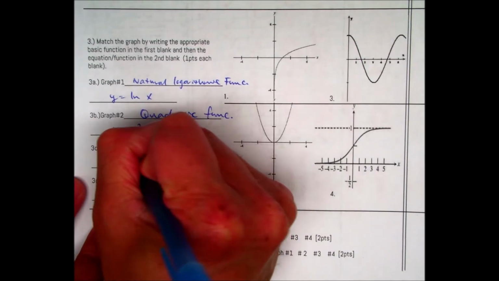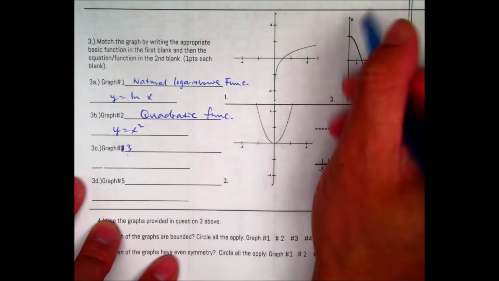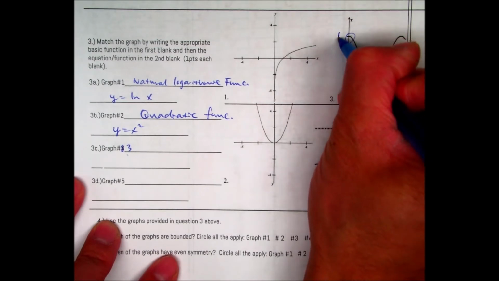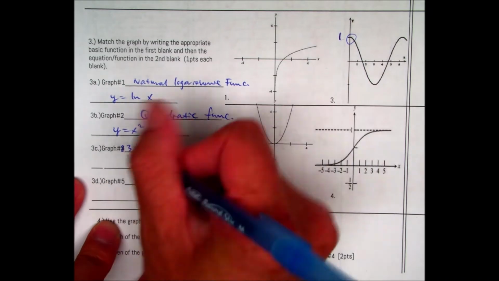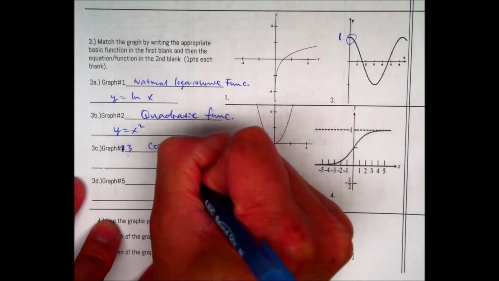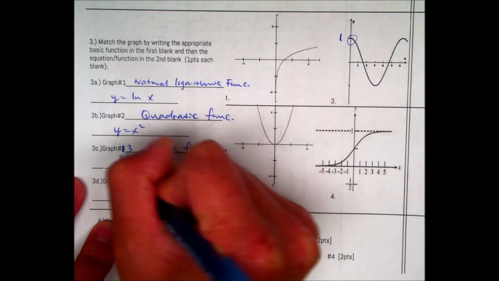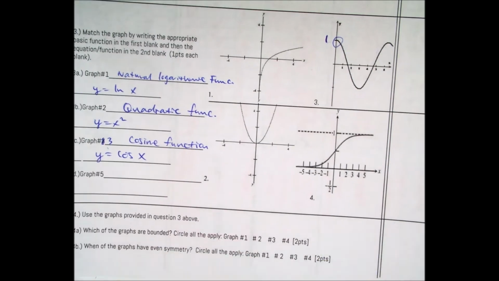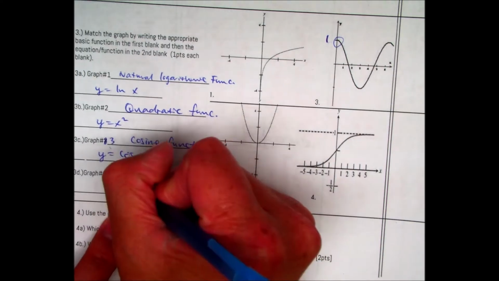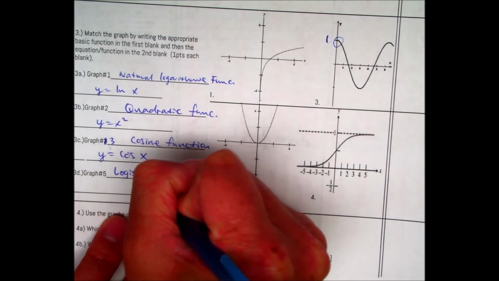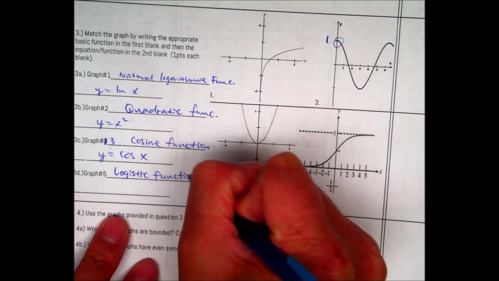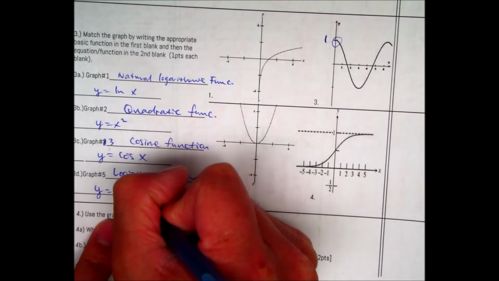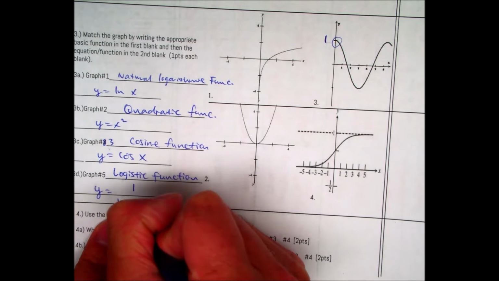Let's just say graph 3. Here, this one is starting up here at 1. When it starts at 1 and ends at 1, this one is the cosine function. So this would be y equals cosine x. That's the abbreviation for it. And the last one is the logistic function. And this one is written y equals 1 in the numerator, and the denominator is 1 plus e to the negative x.